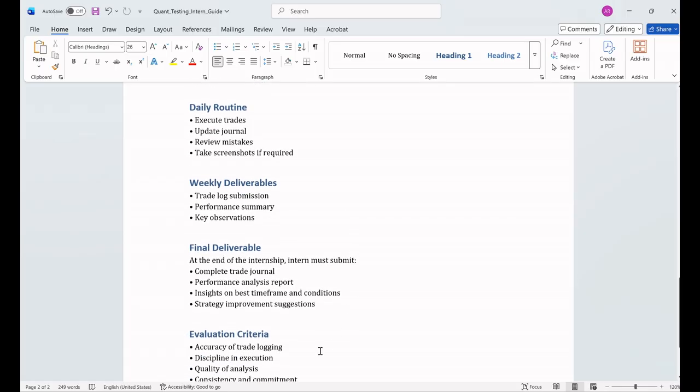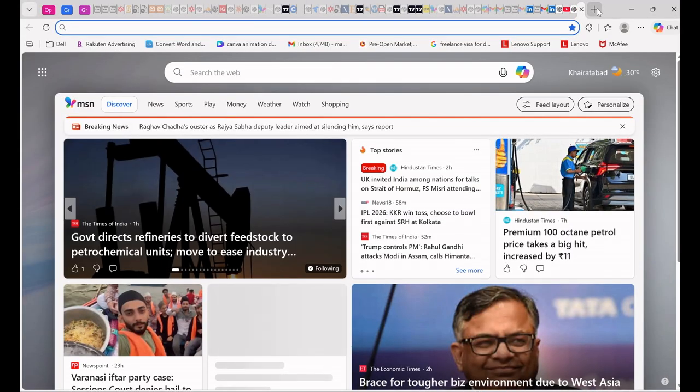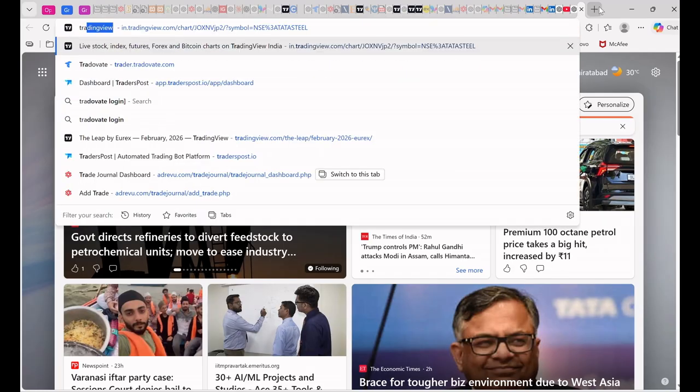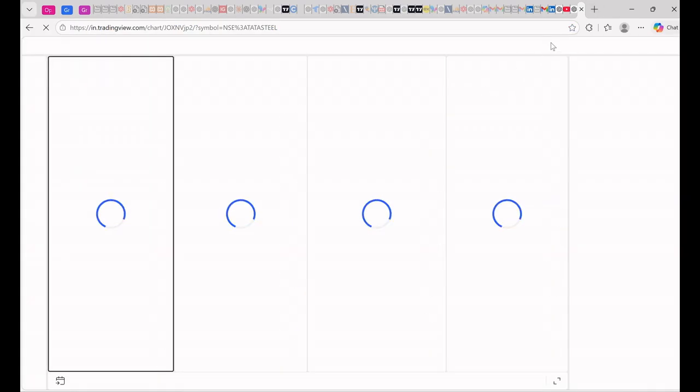First, you will receive a TradingView link. Once you receive the link, open it in your browser. At the same time, make sure you are logged into your TradingView account in another tab or window. After logging in, you need to open the correct symbol and time frame as mentioned in the instructions. For this internship, we will mainly focus on TGUSD.